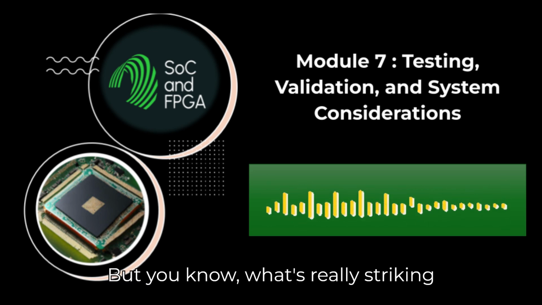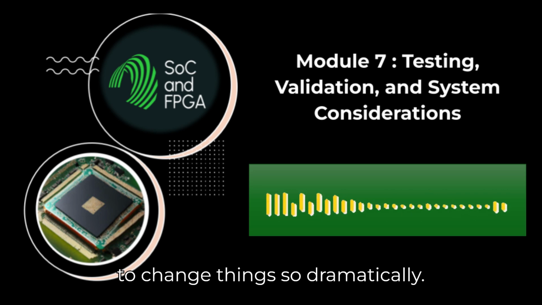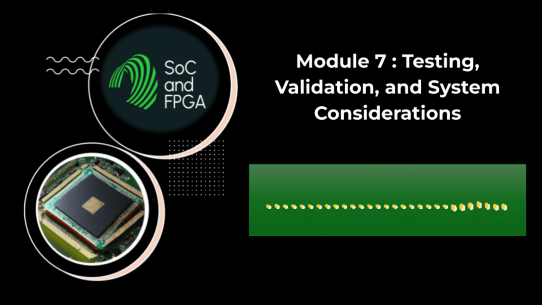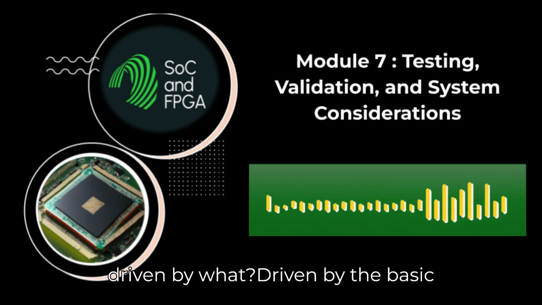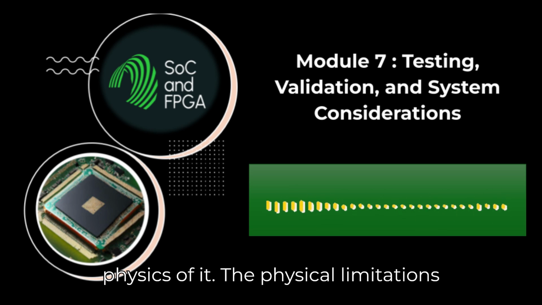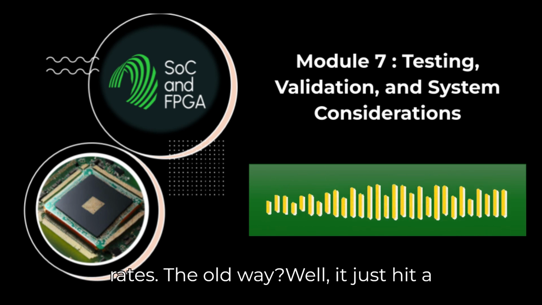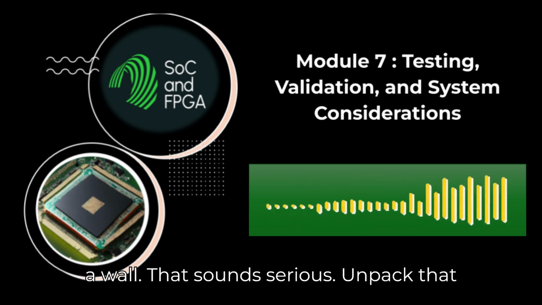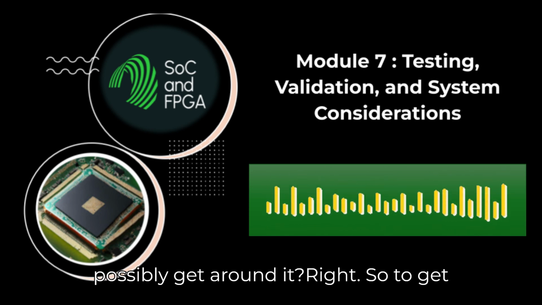Mind-boggling speeds. But what's really striking isn't just the number, it's why they had to change things so dramatically. Exactly. This wasn't just, let's make it faster. It was, as the spec folks put it, a matter of necessity. A necessity. Driven by what? Driven by the basic physics of it. The physical limitations of copper interconnects at extreme data rates. The old way just hit a wall. Okay, a matter of necessity, hitting a wall. That sounds serious. Unpack that for us. What wall, and how did they possibly get around it?